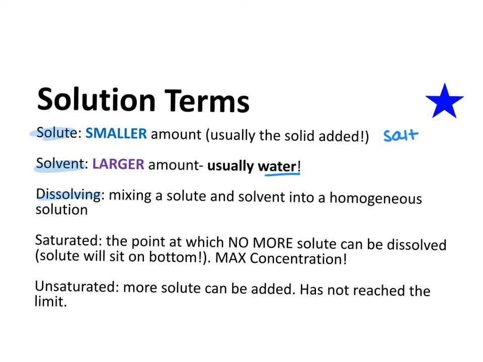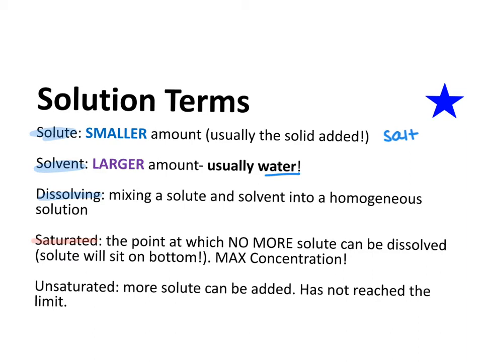The next word that you want to know is saturated. Saturated is the point at which no more solute can be dissolved. So remember, we saw this when we did our salt and water lab. I know not everyone was able to see that, but once you reach that max concentration, the salt will stop dissolving and it settles on the bottom.